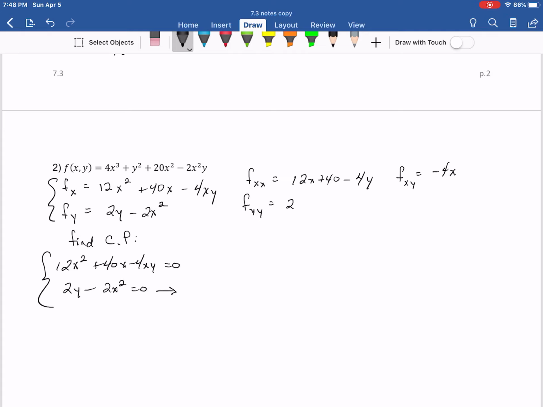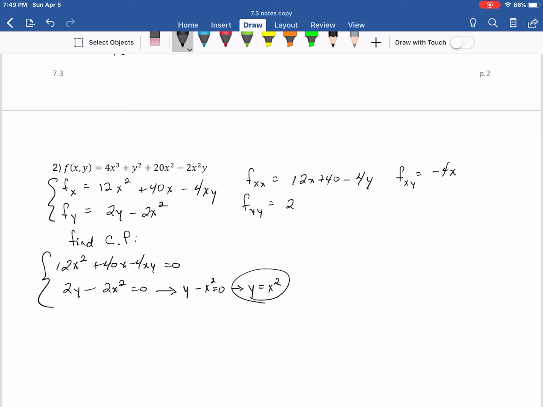I'm going to take the second equation because it looks simpler to me, and that's why I'm choosing it. And I'm going to simplify it a little bit more. I can divide everything by 2. That's going to give me y minus x squared equals 0. And then maybe just take the x squared to the other side. You get y equals x squared.